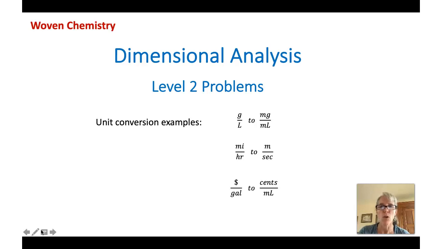In this video, we're going to work with a little bit more complicated units that are a ratio of one unit to another, like grams per liter, maybe miles per hour, dollars per gallon. All right, so let's get going with the first example.